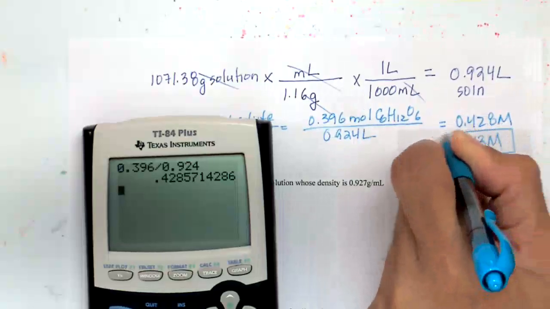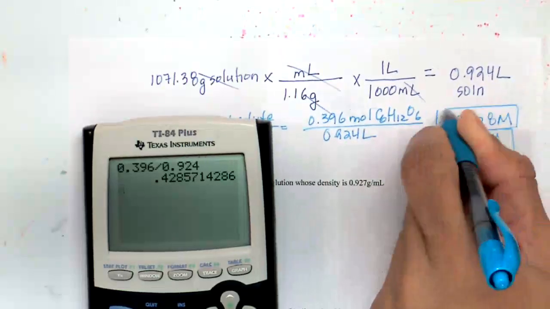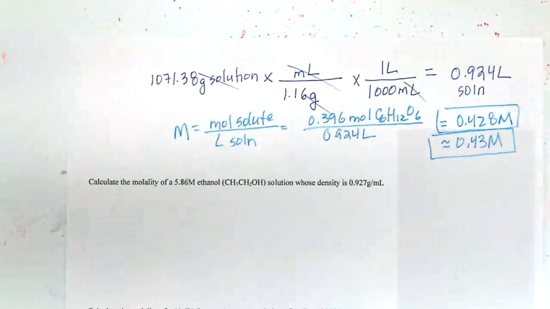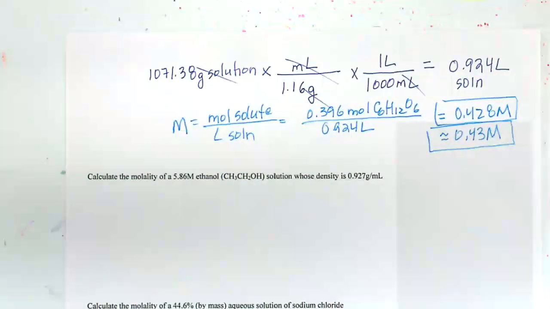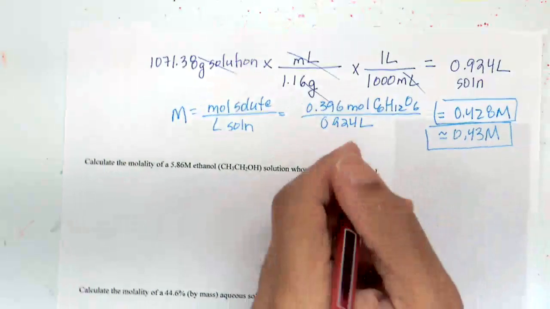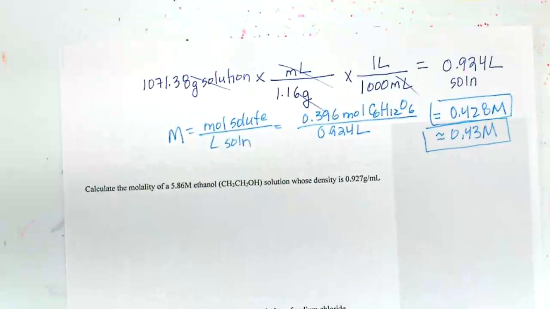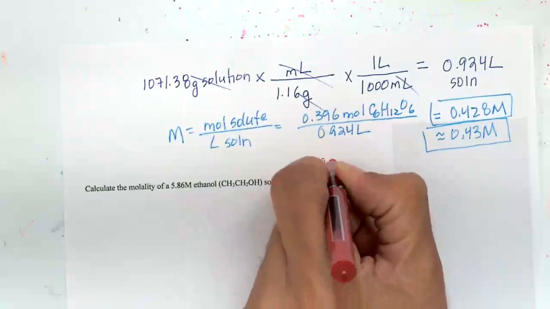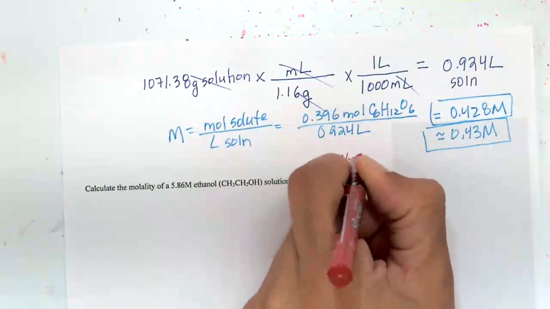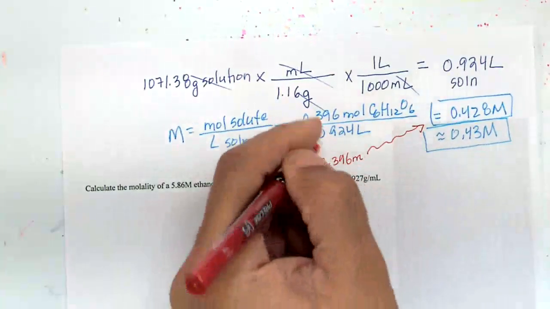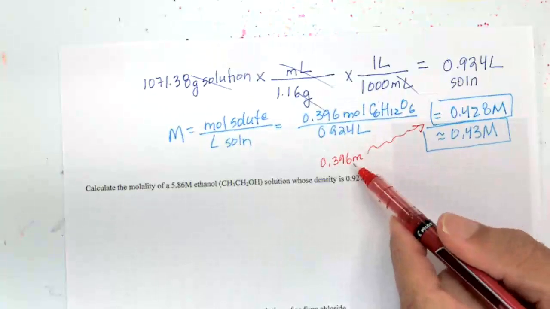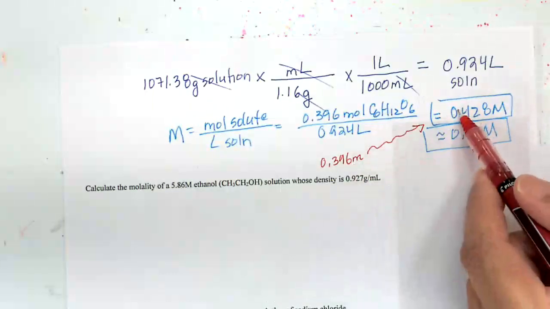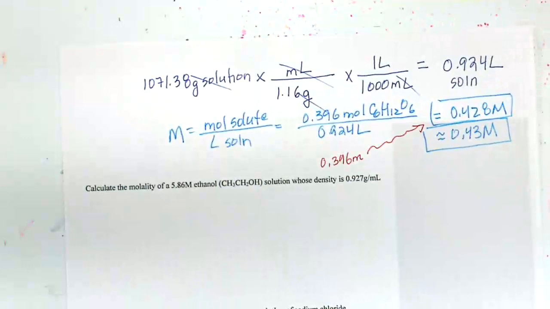And this is the answer. So 0.396 molal of glucose solution is the same thing as 0.43 or 0.428 molar glucose solution. This is the concentration in molality. This is the concentration in molarity. All right, can we do this on an exam?